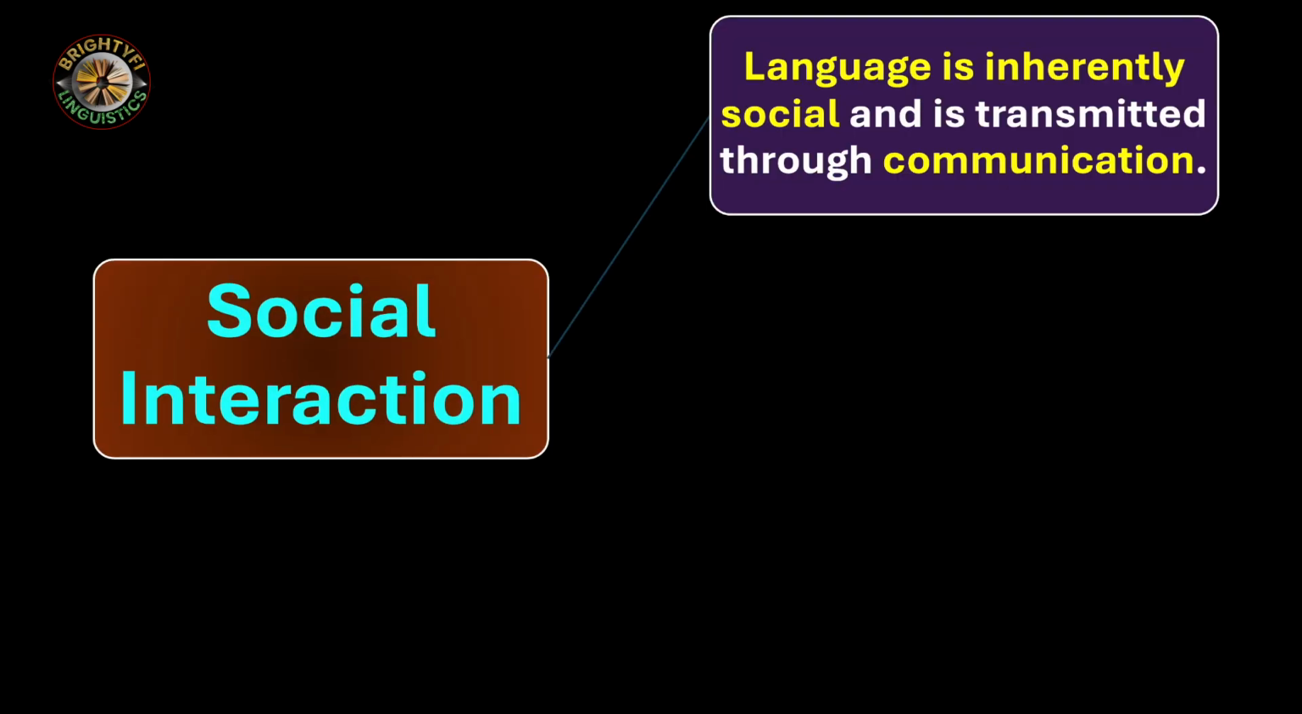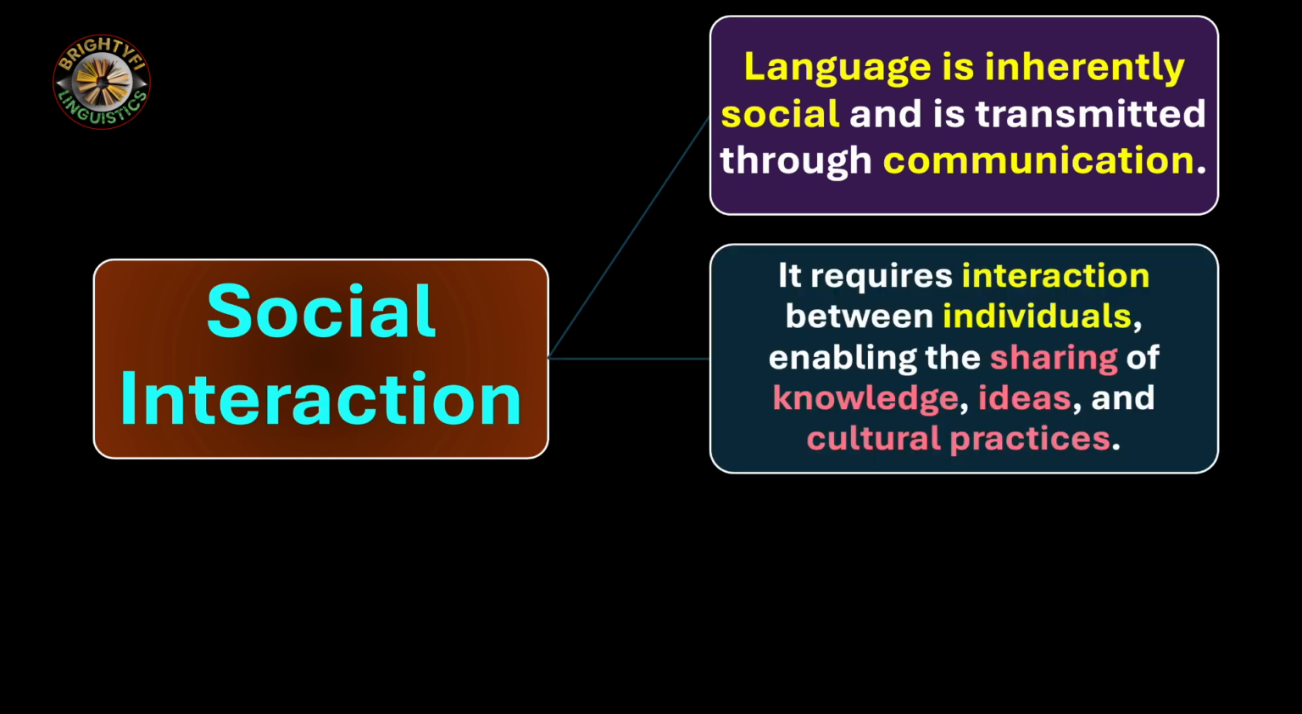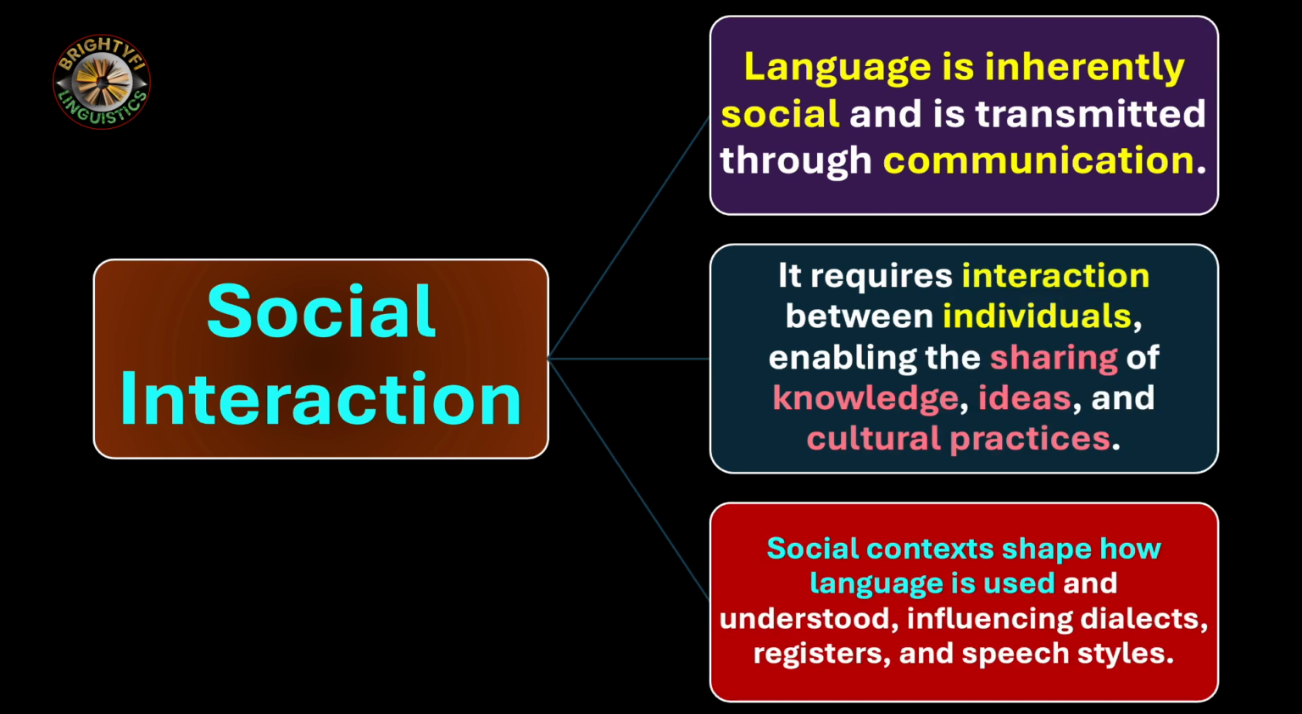Now, we move on to the next point. Point number 2, social interaction. Language is inherently social and is transmitted through communication. Of course, communication is a fundamental aspect in sharpening your language, in sharpening your linguistic skill. It requires interaction between individuals, enabling the sharing of knowledge, ideas, and cultural practices. We have one more point. Social contexts shape how language is used and understood, influencing dialect, registers, and speech styles.